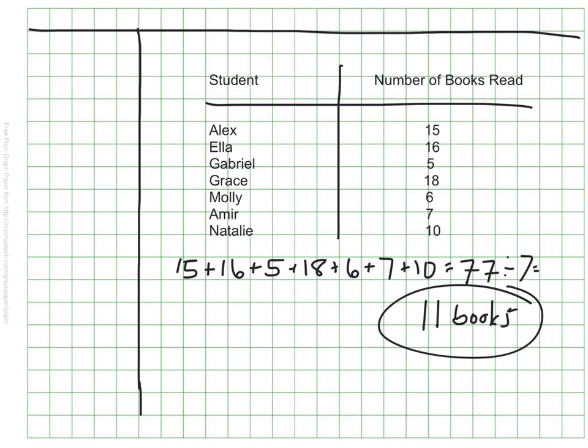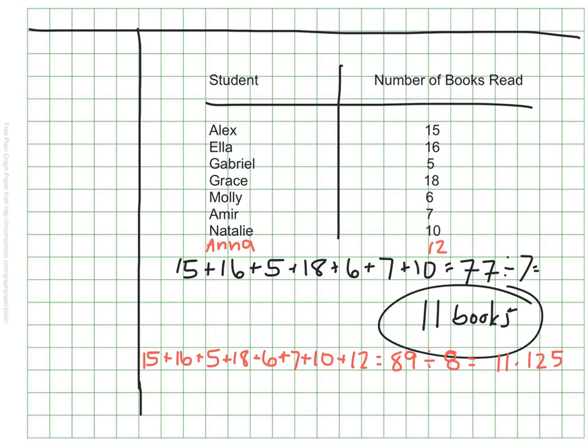So the question is, what do you think will happen if we add one more person? Let's add Anna, and let's say Anna read 12 books. Do you think that her information will change the mean? I don't think it will change the mean very much. The mean is already 11, and her number is pretty close to that. Let's actually do the calculation and see what happens.